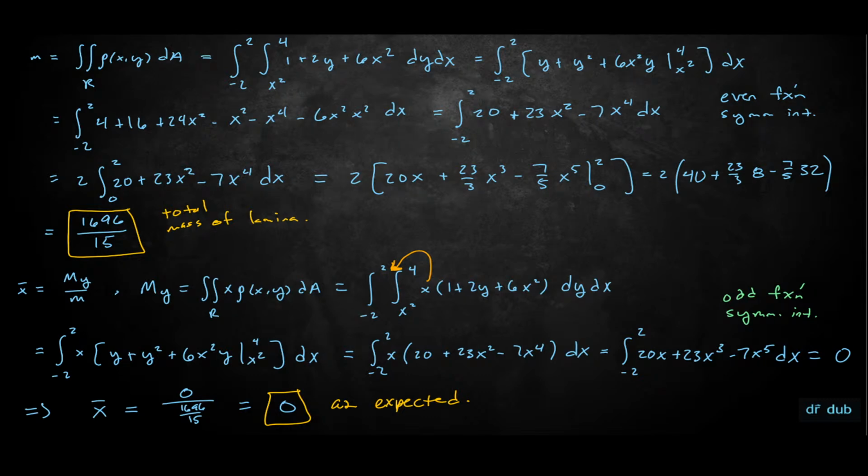All right, so we've got our y bar calculation still to go. And let's do that one. So y bar, we know, is going to be M sub x over M. And so we've got to get M sub x, which is going to be the integral from minus 2 to positive 2, integral from x squared to 4 of y times 1 plus 2y plus 6x squared dy dx.